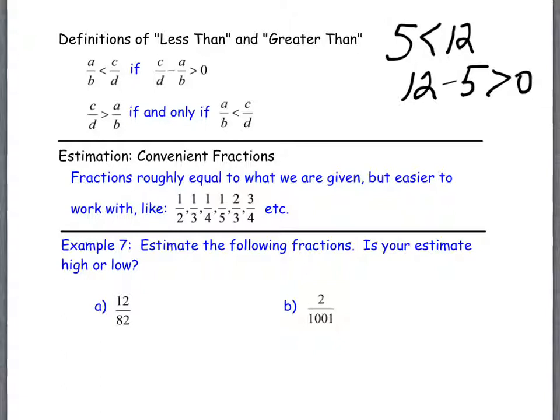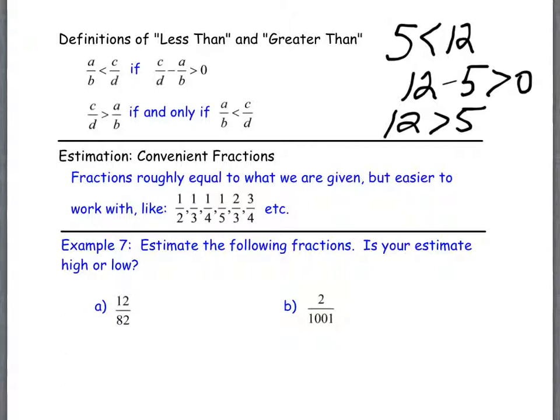And we can flip this around and it works the same way. That's what the other part down there is. It's telling you that you can actually flip these fractions around. So if C over D is bigger than A over B, it means that A over B is less than C over D. Right? So if 5 is less than 12, it means 12 is greater than 5. Okay.